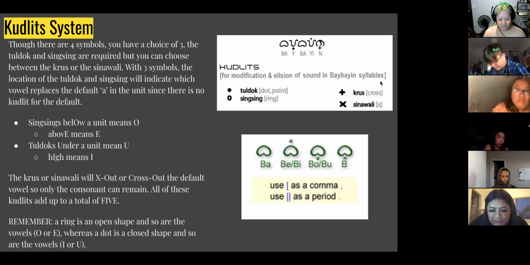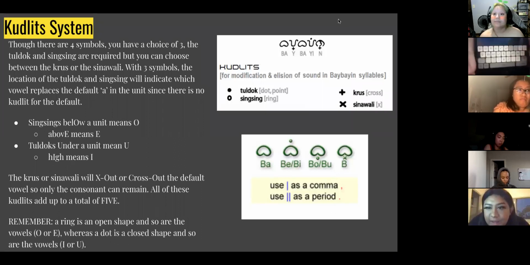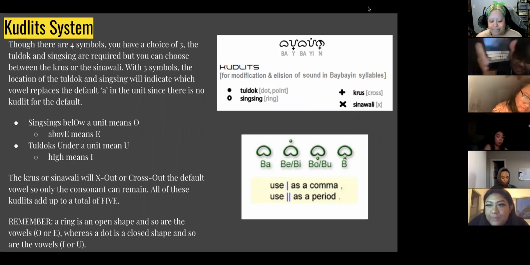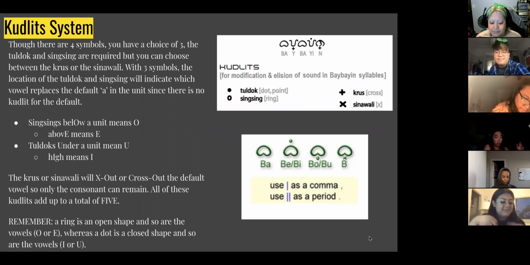It also has new kudlits as well, but it also does have dulduk and sing sing. So yeah, this is how mine is done. That's the one that I have, the Baybayin keyboard. I have that one too. I got it when it was free. I kind of wish it still was, but of course they have to capitalize off of decolonization. So fun.